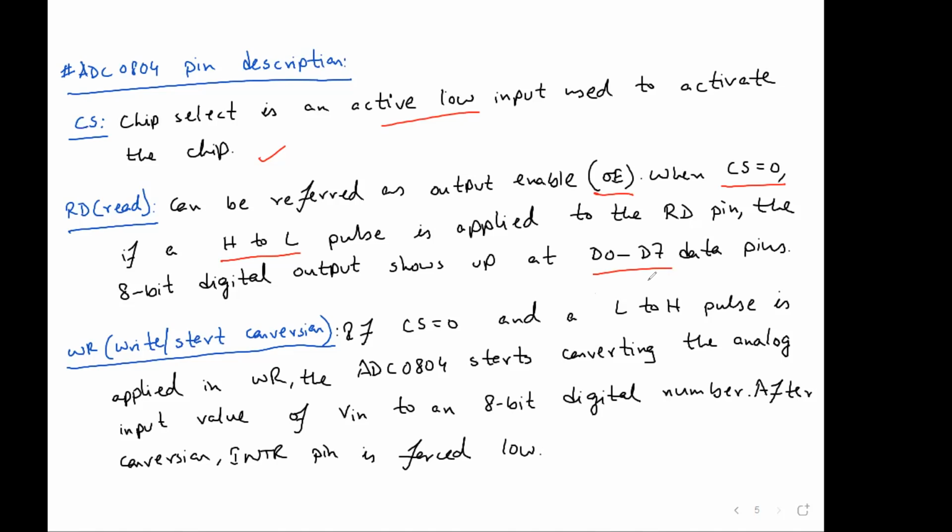Now, WR is also known as write or start conversion. The first and foremost thing, CS has to be 0. And now if a low to high pulse is applied to the WR, then your ADC will start the conversion process. After the conversion is done, there is another pin, which is INTR. It becomes low. Let me repeat again. So whenever the INTR pin is low, we understand that the conversion by the ADC 0804 has completed. So that is the purpose of our INTR pin. Moving on.